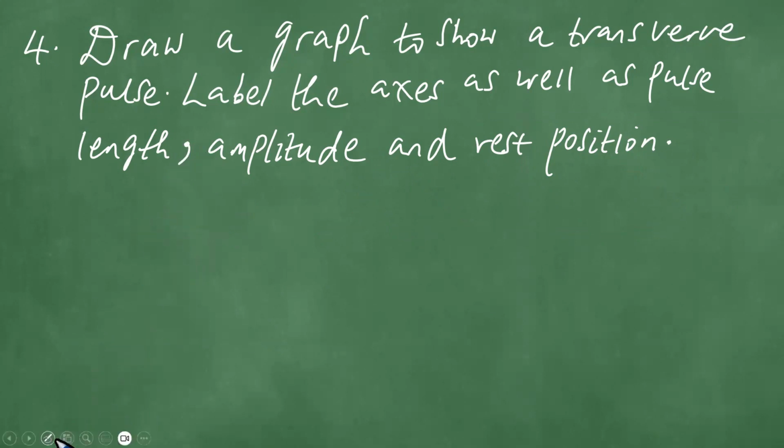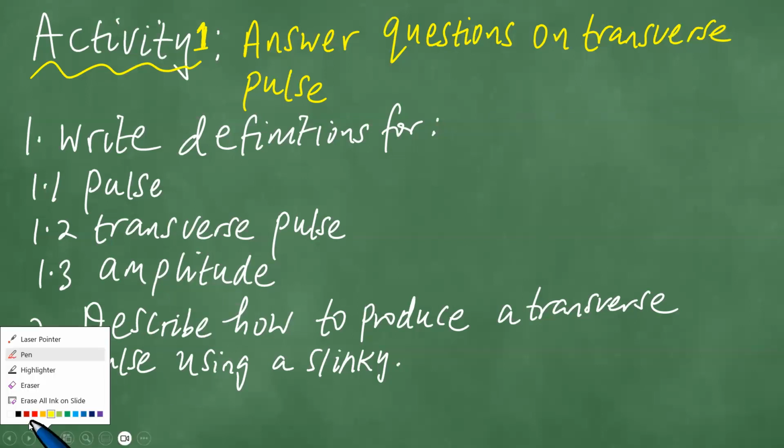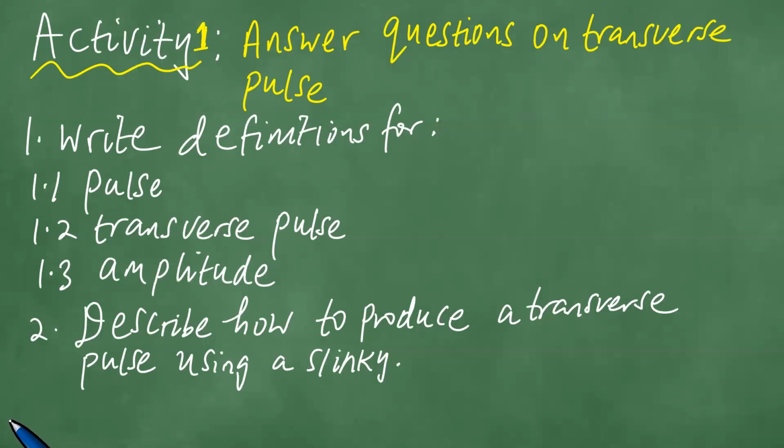Okay, so now let us write down the definitions of these. Okay, what do you think? Here is an activity. I'm calling it activity one. Write down definitions for pulse. What do you think a pulse is? A pulse is a singular disturbance. Well done. It's a single disturbance. So a pulse is a single disturbance.